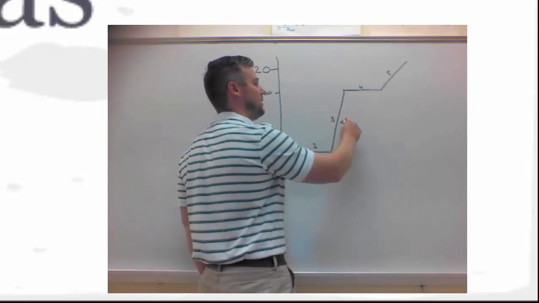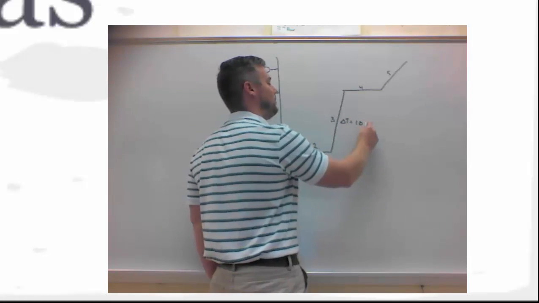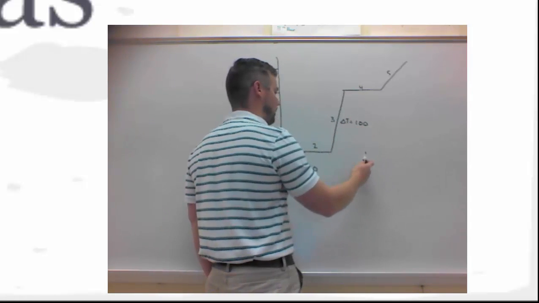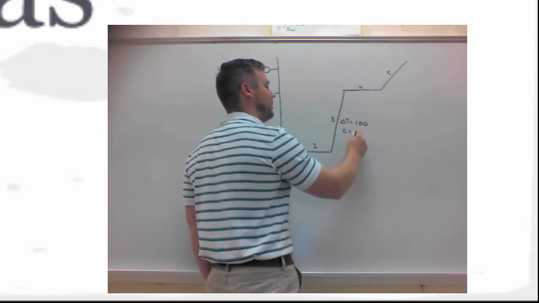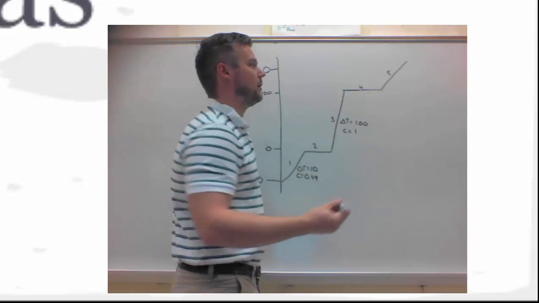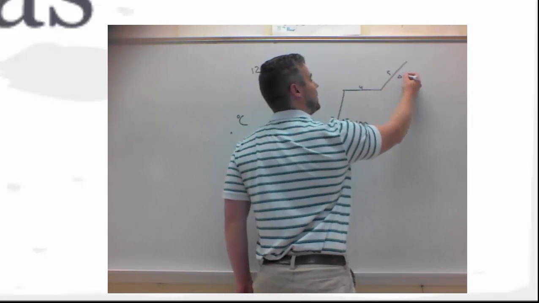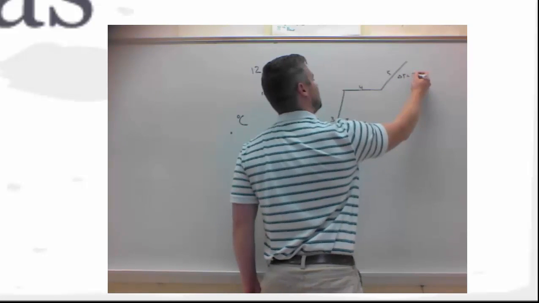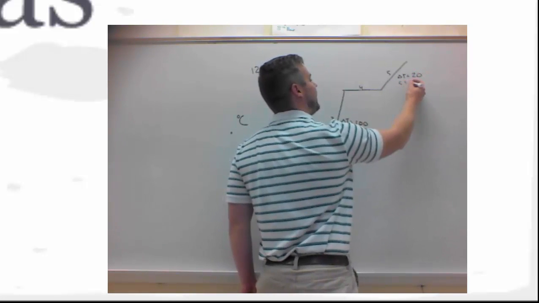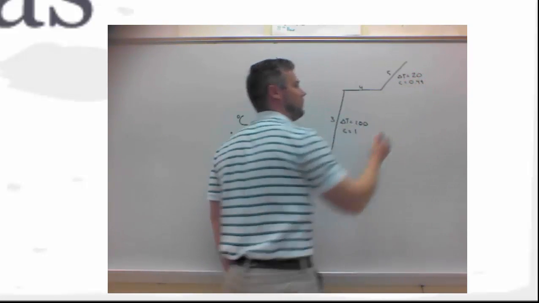At 3, my delta T is equal to 100. And my C value here is 1. And then at 5, my delta T is equal to 20, and my C value again is 0.49.